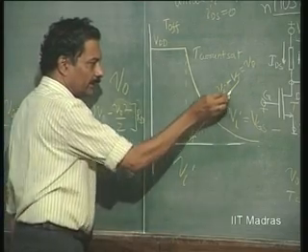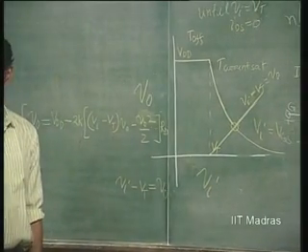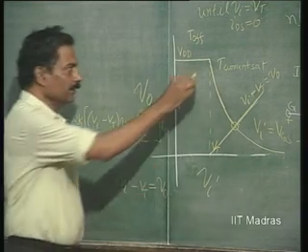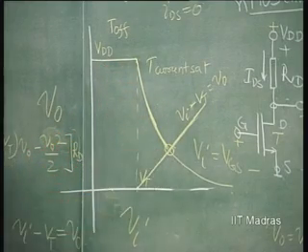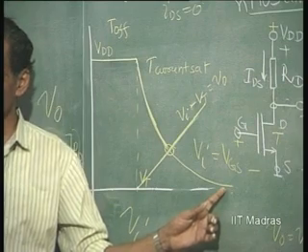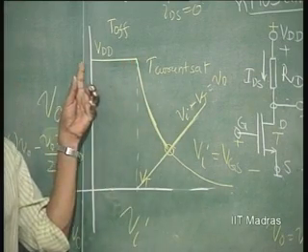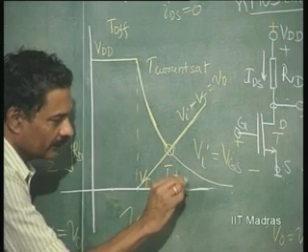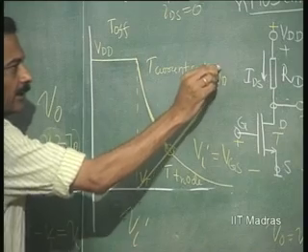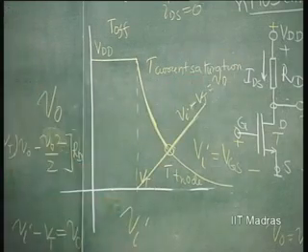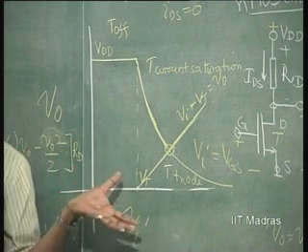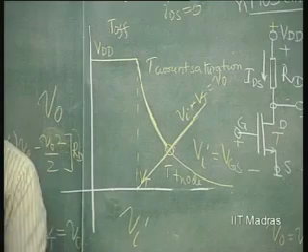So, basically, the so called active region, where the FET is acting as an amplifier, is this region. Here the transistor is entering the triode region. Here the transistor is off. So, it is in the triode region. Here the transistor is in the current saturation region. So, this is the complete characteristic of an NMOS inverter.